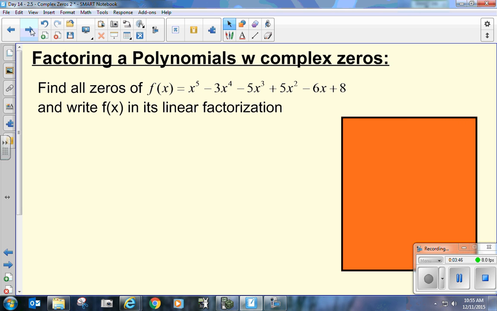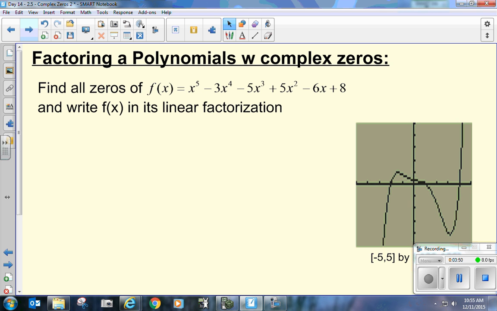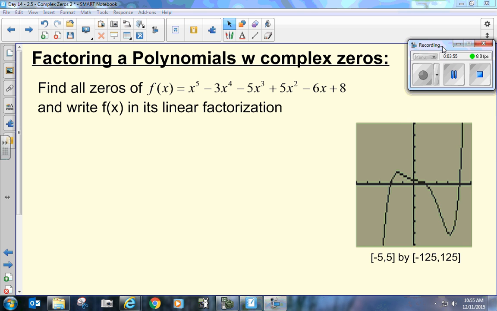Let's get a picture up. It's the graph of that polynomial right there. Look at this. On the bottom it says this is 5 by 5. That's my x-axis, so it goes from -5 to +5. And the y goes from -125 to +125. Because if I had it 10 by 10, you would see where it crosses the x-axis. You really want to see the function in all of its glory.